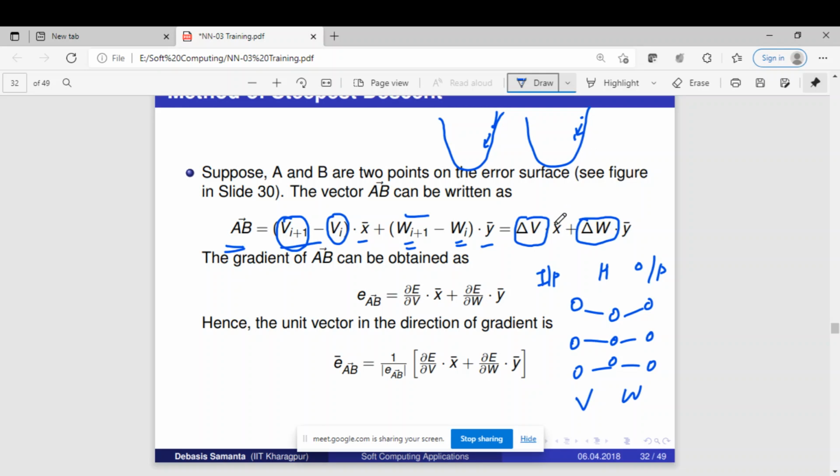So this change in v can be represented as del e by del v, and change in w can be represented as del e by del w. That is differentiating error with respect to v, differentiating error with respect to w, where v and w are weights. So this is how the vector EAB can be defined. E represents error, and the change in error vector AB can be represented like this. Now, what is a unit vector?